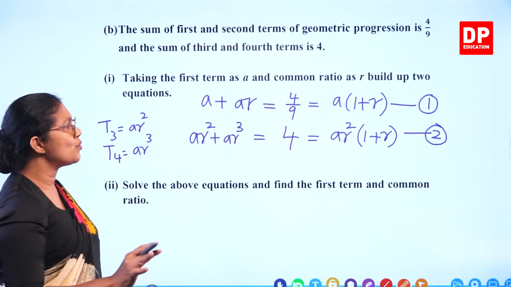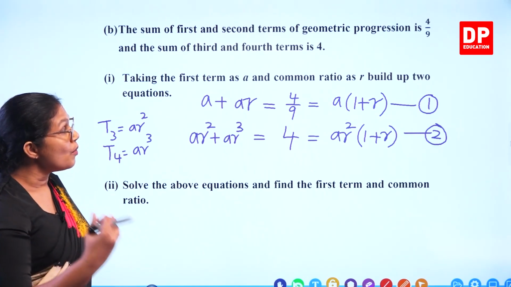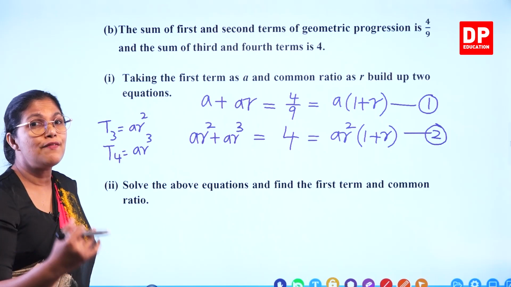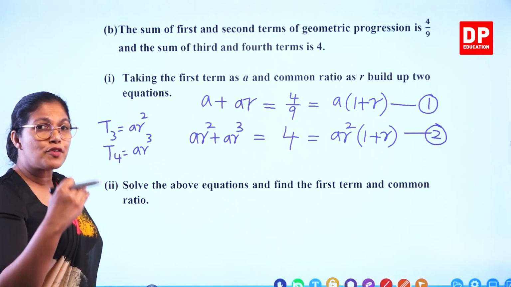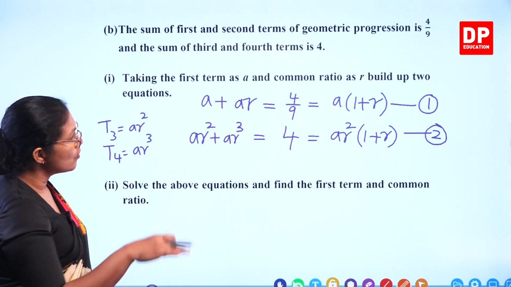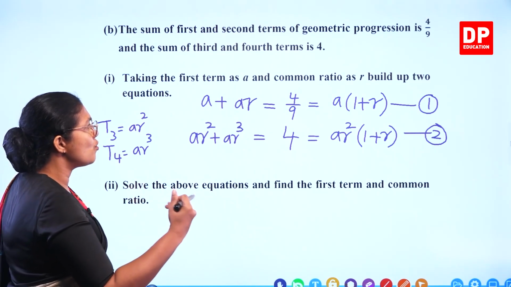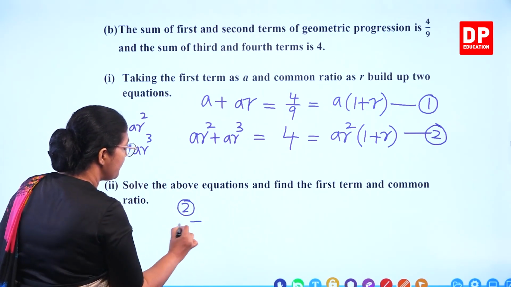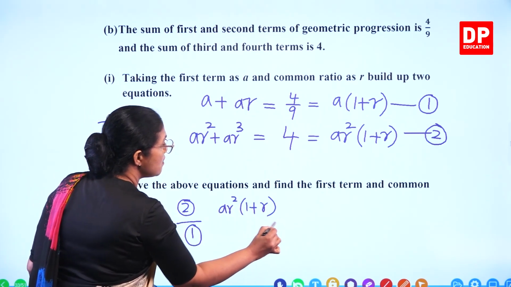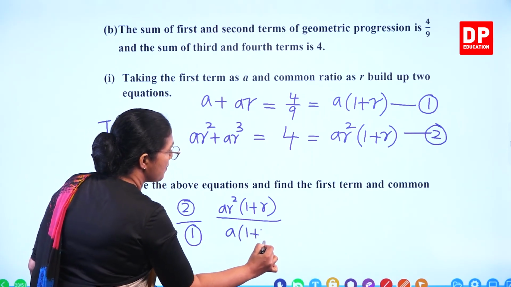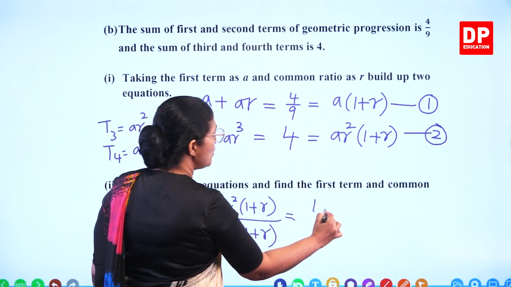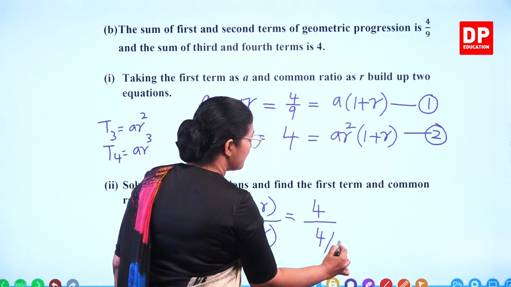2 equations and 2 unknowns you have to solve. Now especially in geometric, how you get rid of one variable? You have to divide. In arithmetic progression, you have to subtract the two equations to get rid of one variable. This is geometric, so we can divide. So we can divide 2 and 1. 2 divided by 1, what you get? AR squared into 1 plus R, divide by A into 1 plus R. That's equal to, I took this one first, 4 divided by 4 over 9.